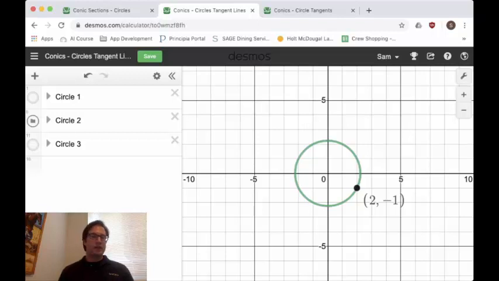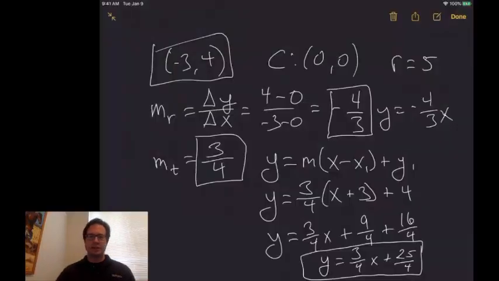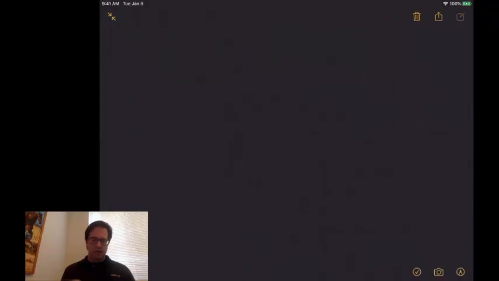And once again, that's all you really need to know. I've got a circle centered at the origin. I've got another point. Let's come up with the equation for the tangent line. So this time our point is (2, -1). All right, so I'm going to walk through these steps again.